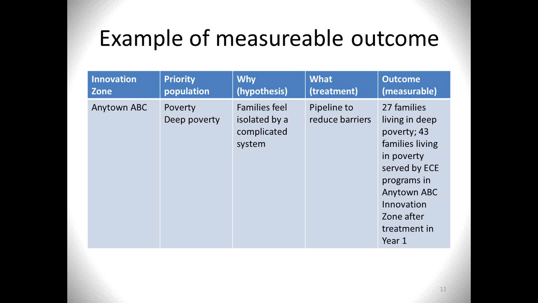Here you can see an example of what we mean by measurable outcome. The evaluators will be looking at the Innovation Zone itself, the priority populations that are being targeted, and the problem identified by the community. They will study the treatment or innovation that was developed to address the problem. In this case, as you can see here, families are isolated by a complicated system, and the community is developing a pipeline to reduce those barriers. Here on the right, you can see the outcome that's being measured is that more children in deep poverty and poverty are being served by high-quality early learning programs after 1 year of improving that pipeline.